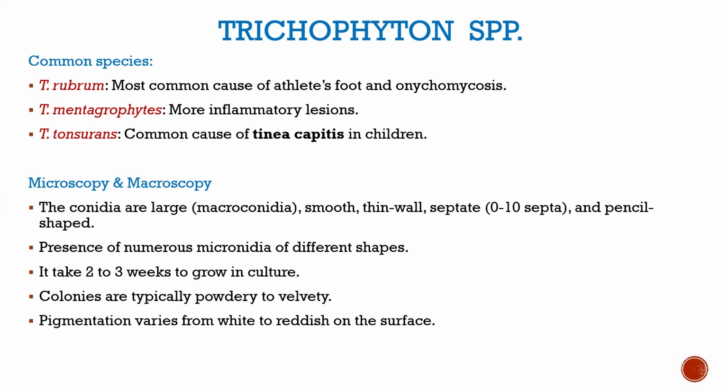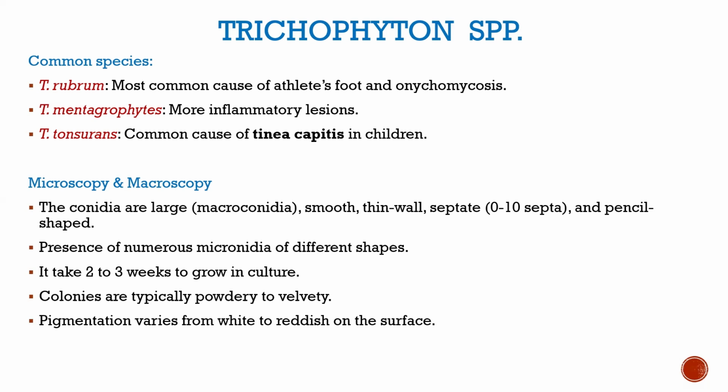Okay, so when you do microscopy of this organism, you notice that the conidia are large, which is called macroconidia. Just know that macro means large. They are thin-walled, and they have septates, like 0 to 10 septates, which are like divisions. I'm going to show you what septate means. And they have a pencil shape. Okay, so these are what we're going to observe on a microscope. And we have the presence of numerous microconidia of different shapes.